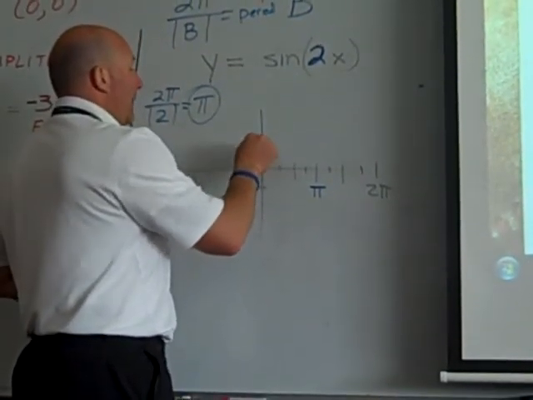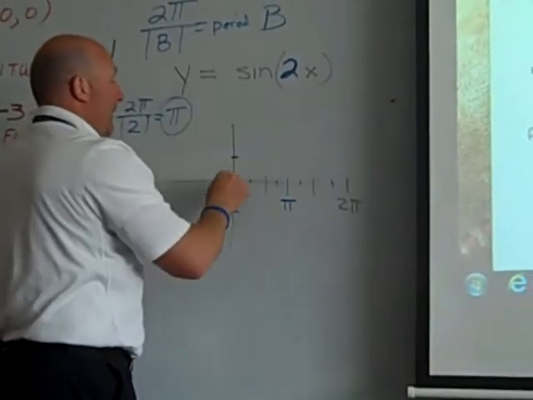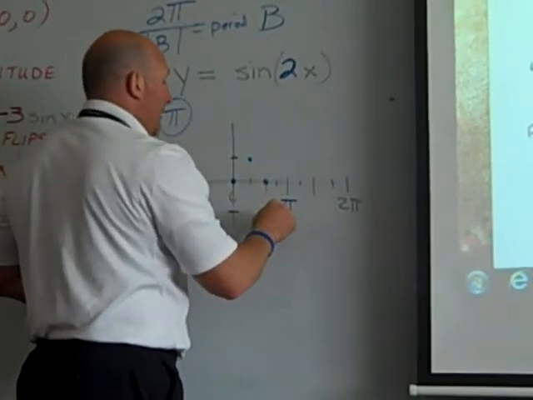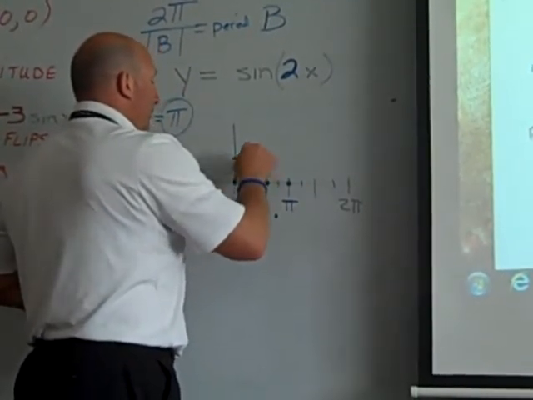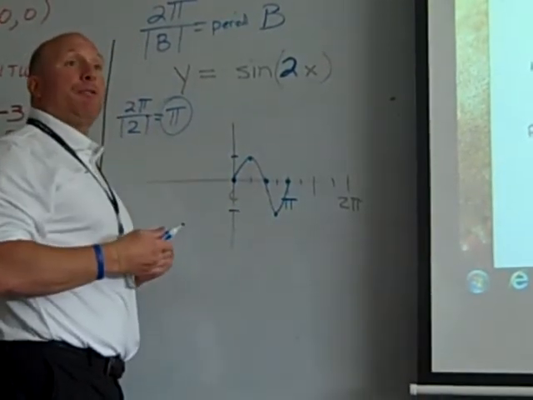How high am I going? How high and how low? 1, because that's my amplitude. That tells us how high, how low. Every other one is 0. There's a full sine curve from 0 to pi. We will always keep drawing.